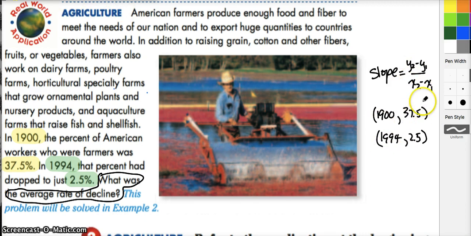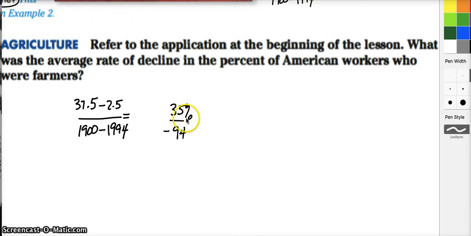So I'm going to deal with the change of y's. And remember, it's important to start with the same point when you are doing this. So I'm using 37.5 minus 2.5, and now I have to use 1900 because I started with its partner, 37.5, minus 1994. When I calculate this, I get 35% over negative 94. This negative lets me know that I have a negative slope and therefore I have a decline. And we already knew that just by the question and by our common sense.